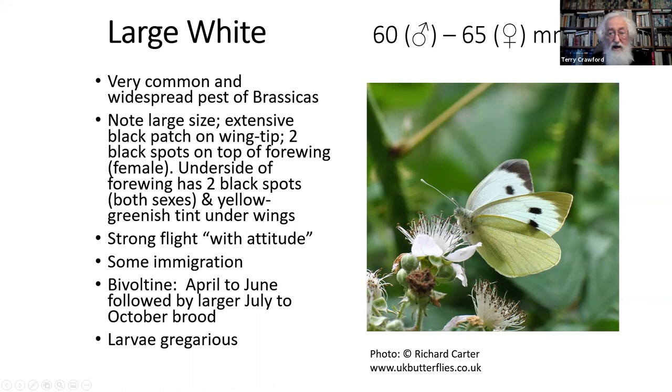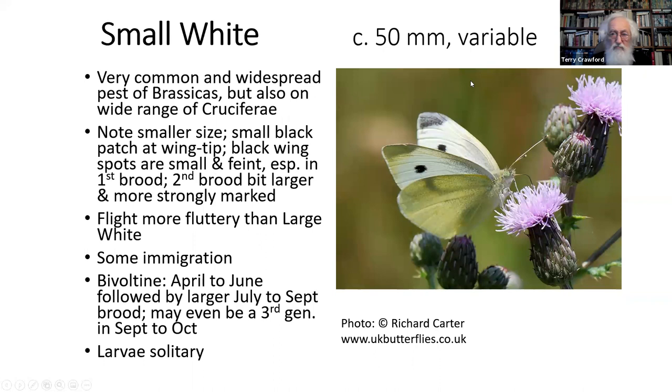The small white is smaller, as the name implies, but the difference in size is not totally diagnostic, particularly when they take off. Now, the small white has a very much smaller smudge of pigmentation at the apex of the wing. They do not fly in such a dramatic straight-line fashion as if they know where they're going, as is the case for the large white. They're rather more fluttery in their flight pattern.